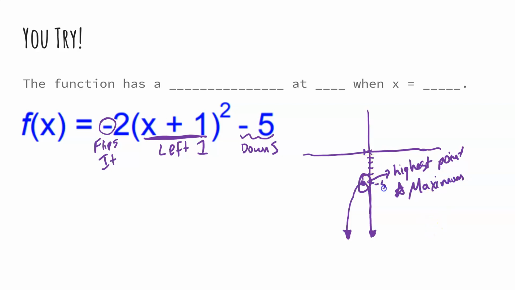Okay, we said it's down at -5. So your answer is the function has a maximum at -5. And again, if it asks this, it's actually when x equals -1. So it went over 1.